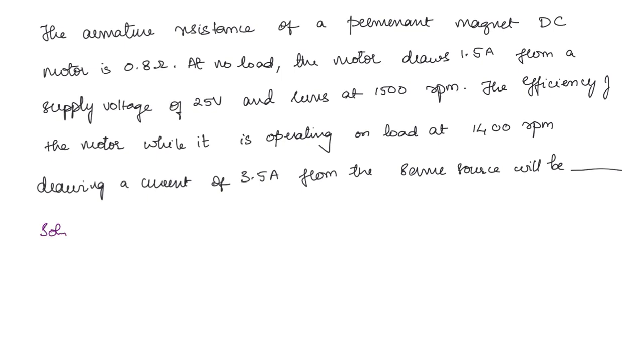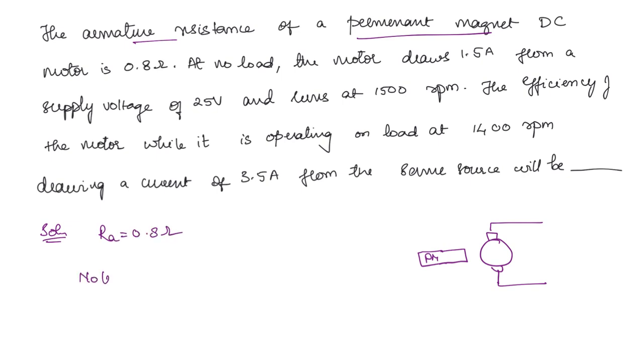So we have here a permanent magnet DC motor. That means the field will be constant. There will be an armature which will be connected to the supply, and there is going to be a permanent magnet. So we will represent it like this. Next, what other information is given? The armature resistance is given as 0.8 ohm, and next we have the no load. At no load condition, the current that is drawn is the same as the armature current here, right? So this is given as 1.5 amperes.